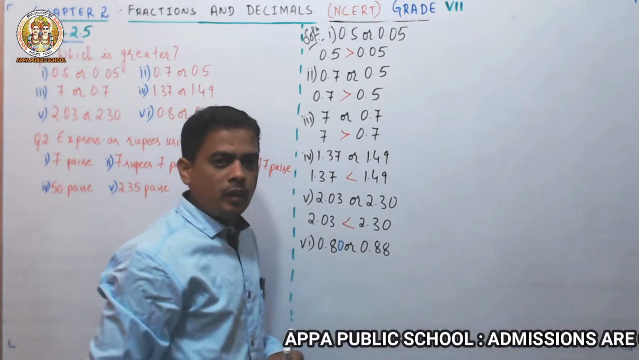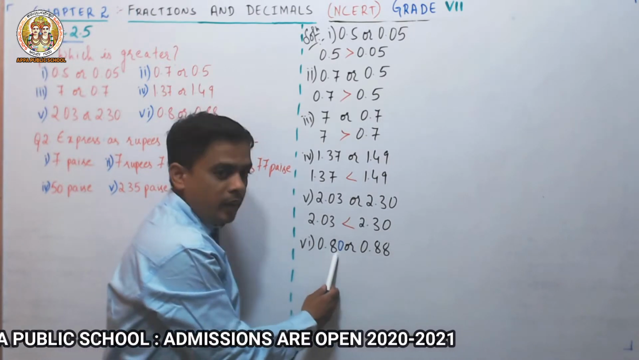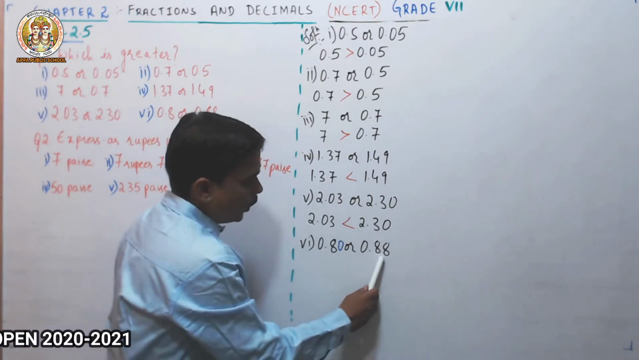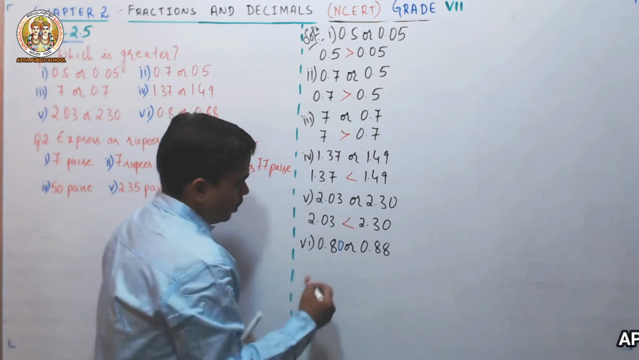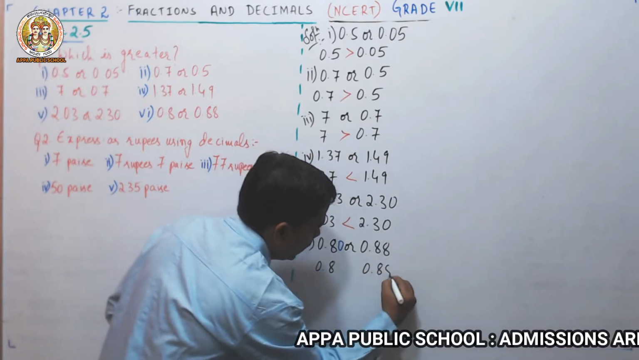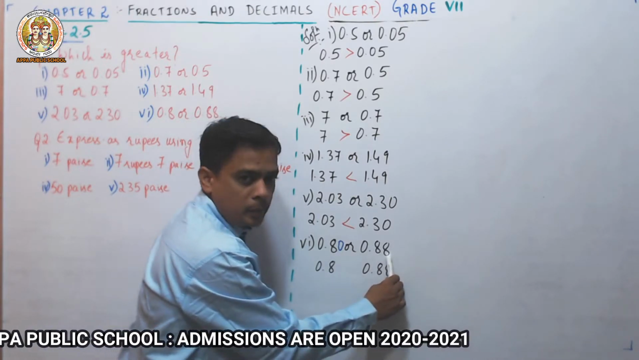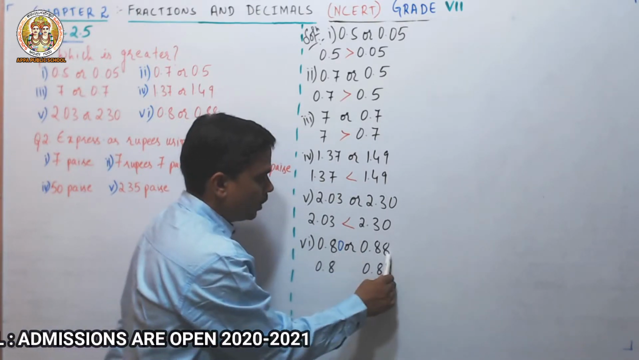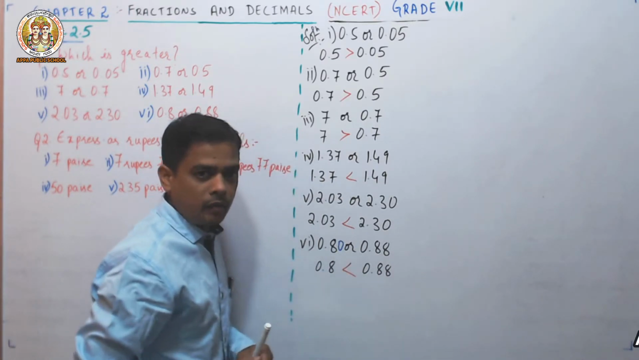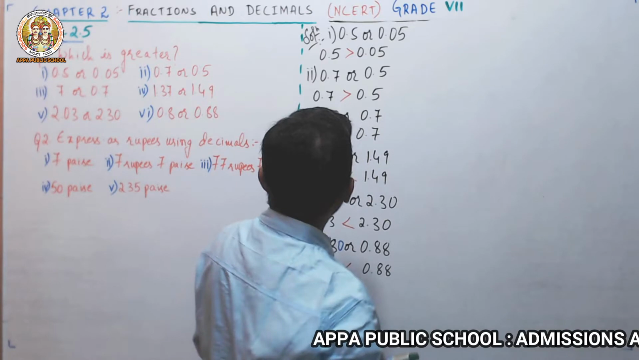0.80 or 0.8, one and the same. After a decimal point, after a number, you can take any number of zeros, there is no change in meaning. Here it is 0.88. Now you can compare: the hundredth place is 0 here, whereas here it is 8. Which is greater, 0 or 8? 8 is greater. Therefore 0.8 is less than 0.88, meaning 0.88 is greater than 0.8. Okay, I'll move on to the next one.